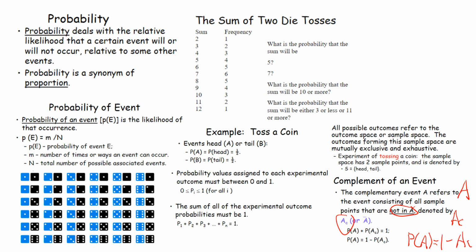And alternatively, the probability of the complement happening, really A^C, is equal to 1 minus P(A). They're just opposites. A is the event, A^C is the complement event, or everything that is not the event.